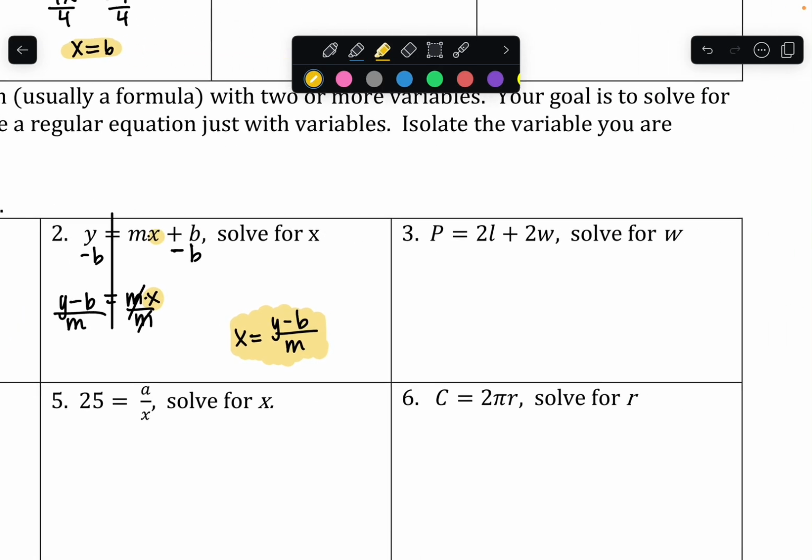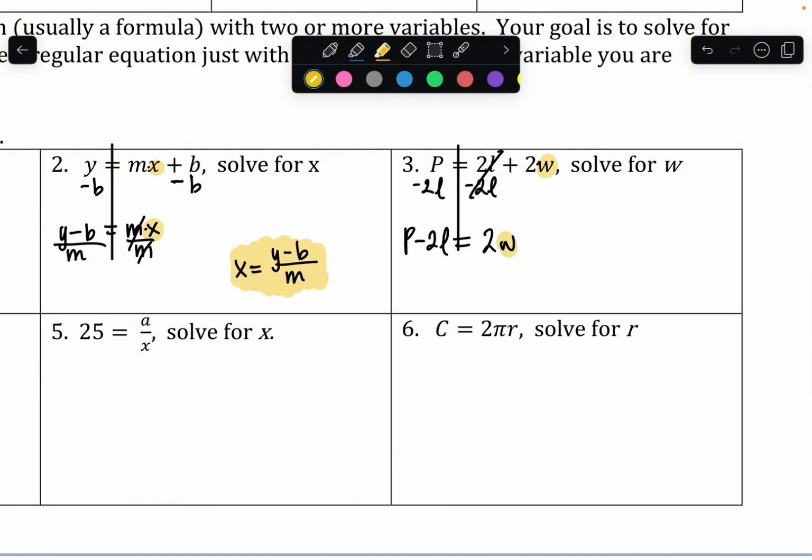Okay, on number 3, we are solving for w, just the w. And so the first thing we have to do is get rid of what's not attached to our variable. This 2 is attached, so we're going to leave it alone, but this 2L is being added, and so we need to subtract it from both sides, the whole 2L. We don't want to isolate L, we want to isolate W, so that whole 2L has to go, just as if it was like a 5. I would subtract 5 from both sides. Okay, that leaves me with P minus 2L on the left equals a positive 2W.